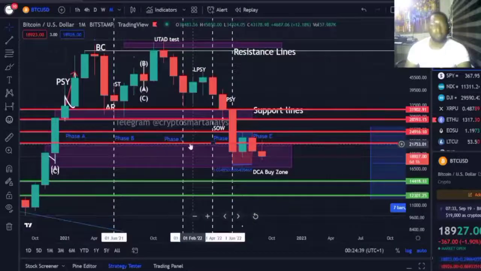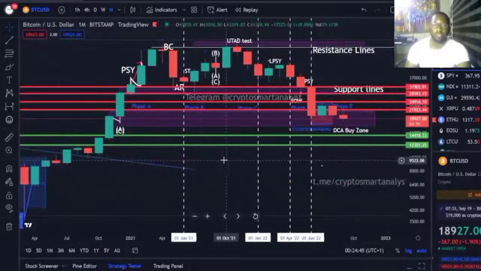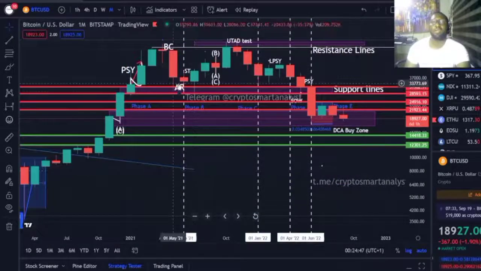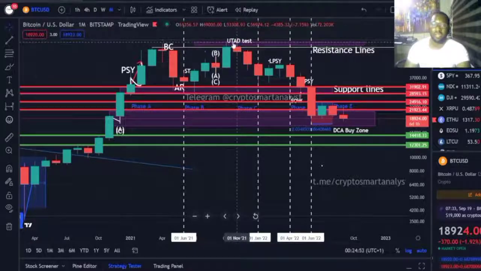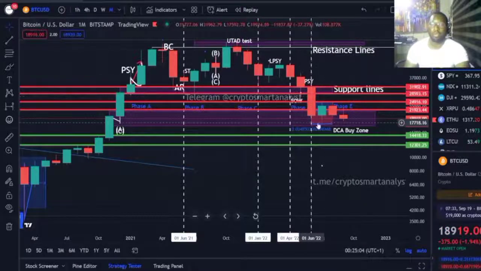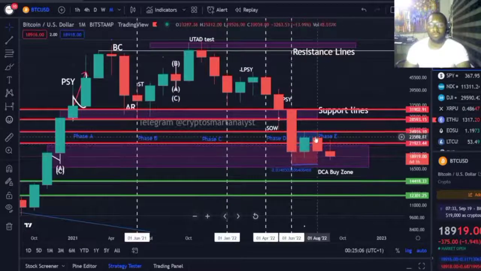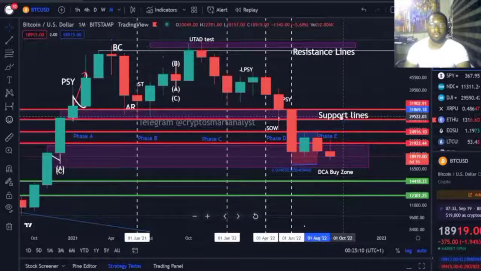So this is a chart and the Wyckoff distribution analysis I actually did, stating that Bitcoin is following the Wyckoff distribution, where we have the resistance line and the UTAD test. We had the UTAD test here, we had the resistance line rejected, we have the LPSY, we have the SOW. We got the support line broken. Then we have a retest of the support line.